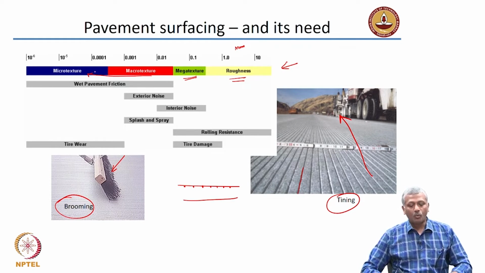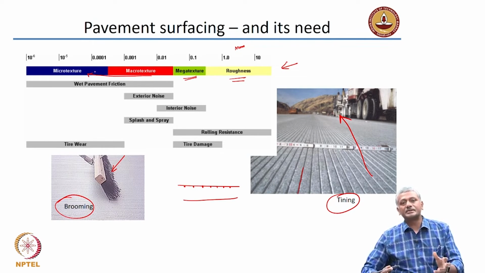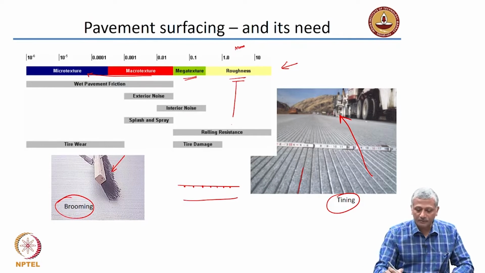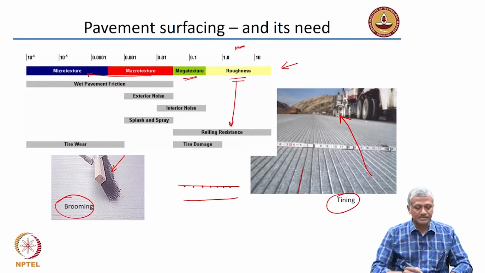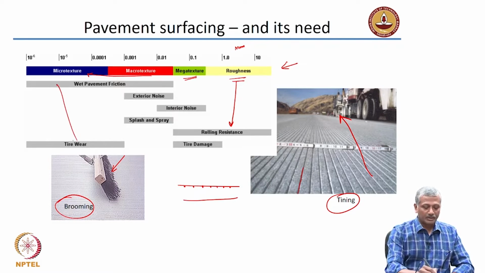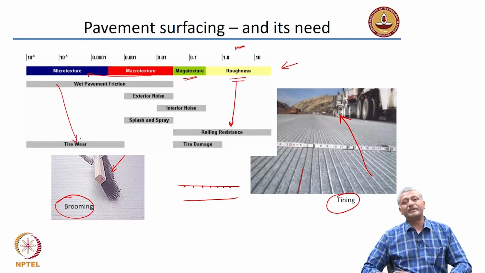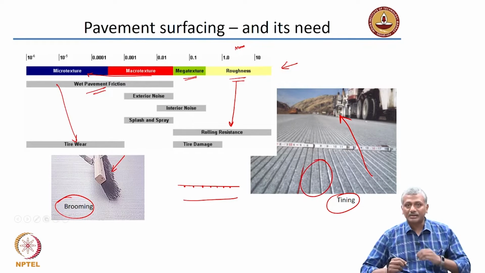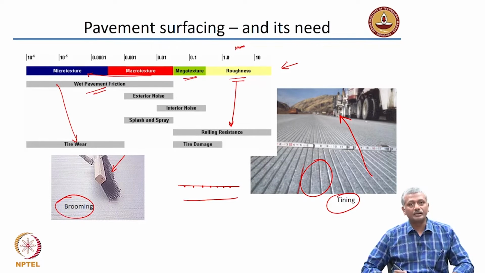So, what are these textures? What kind of performance are these textures affecting? The roughness obviously affects the rolling resistance. The micro texture is responsible for the slow wearing off of the tire. Wet pavement friction is taken care of by micro and macro texture. So, you need to ensure that the size of the tining grooves that you give are of this order, to provide the right level of holding on the pavement surface.